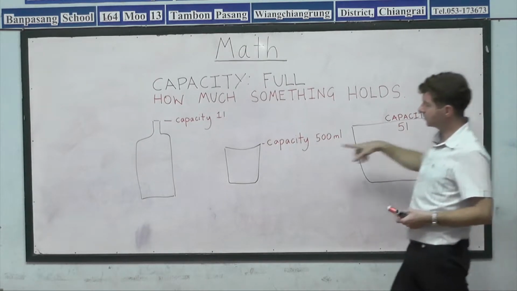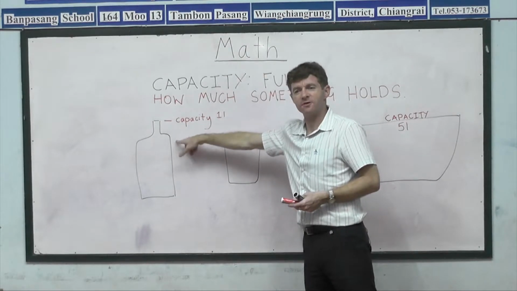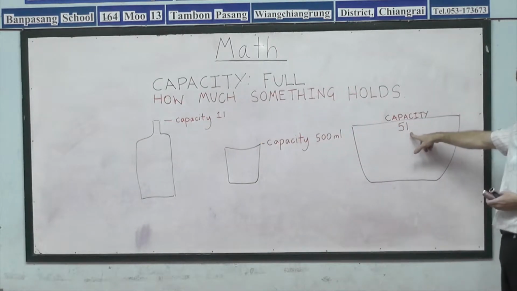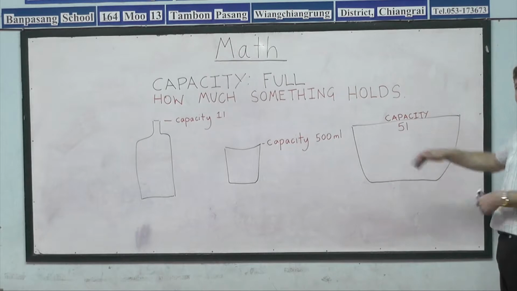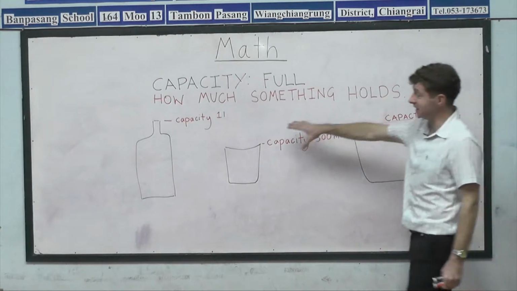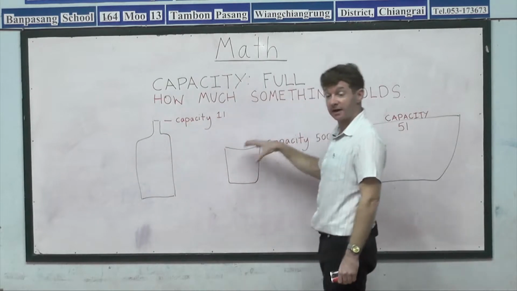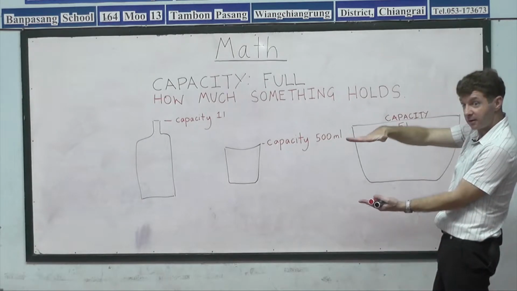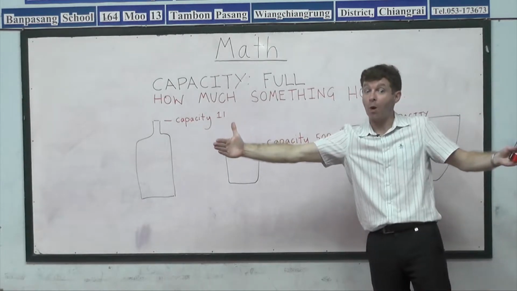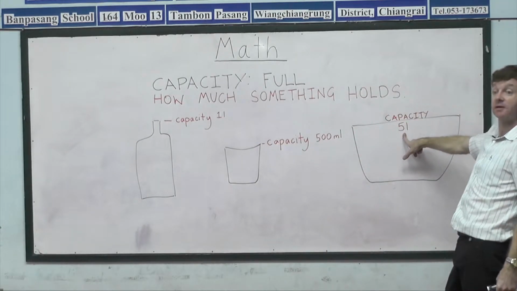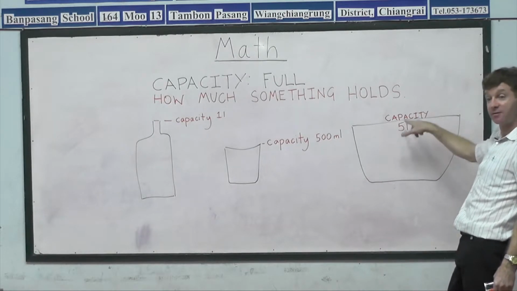But how can this be 5 liters? The bowl is not as tall as the bottle. The bottle is 1 liter. The bowl is 5 liters. How can the bowl hold more? If bigger? Yes, you can see different shapes can hold different sizes. Even though the bowl is shorter, the bowl is wider. So the bowl can hold 5 liters. The capacity is 5 liters.